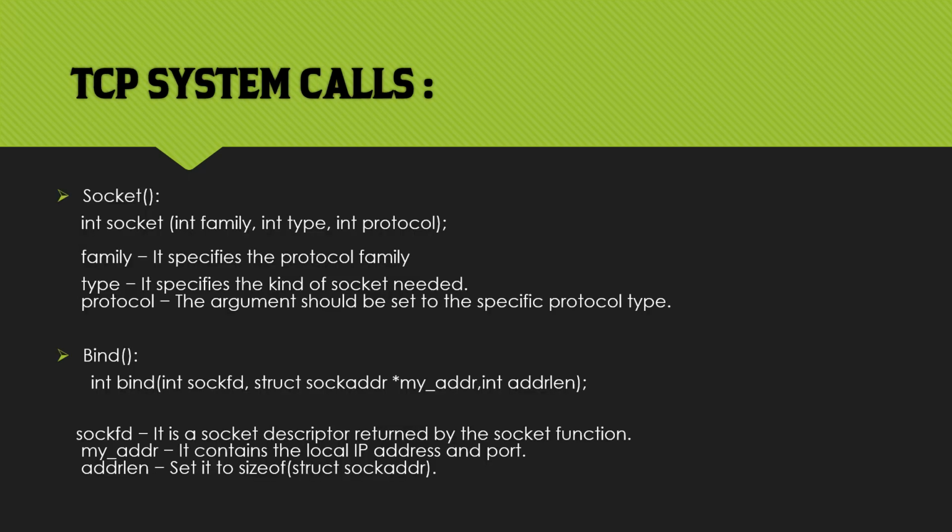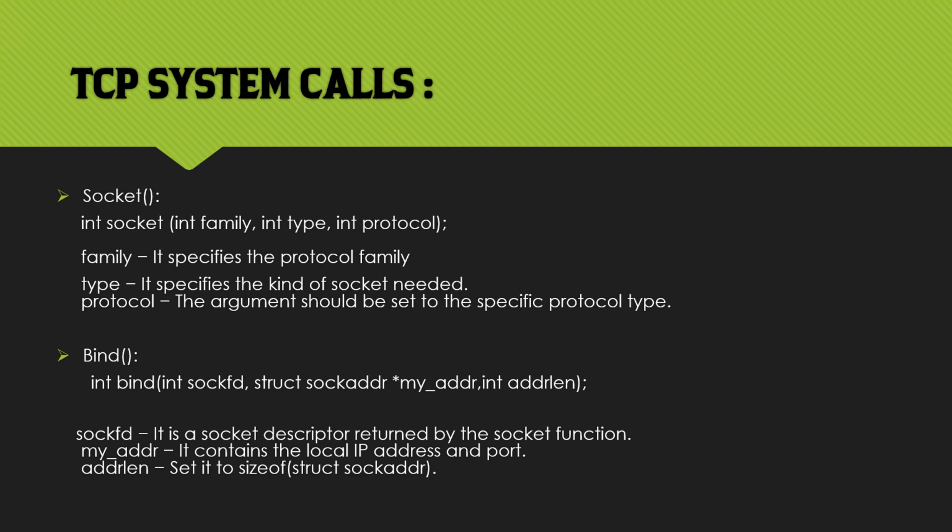System calls. Socket. It takes arguments such as the protocol family, the kind of socket needed, and the specific protocol type. This call returns a socket descriptor that can be used later in system calls, or -1 if any error occurs. Bind. It takes arguments such as a socket descriptor returned by the socket function, and the address and its address length. This call returns 0 if it successfully binds to the address, otherwise it returns -1 on error.